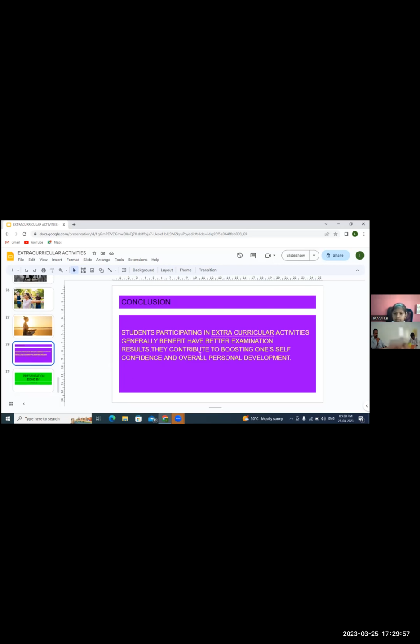So your conclusion is students who participate in extracurricular activities generally benefit and have better examination results. They contribute to boosting one's self-confidence and overall personal development. My question in this slide is, sometimes extracurricular activities take a lot of time and the student is not able to concentrate enough on the studies. So how do you think a person can balance between extracurricular activities and examination preparation?